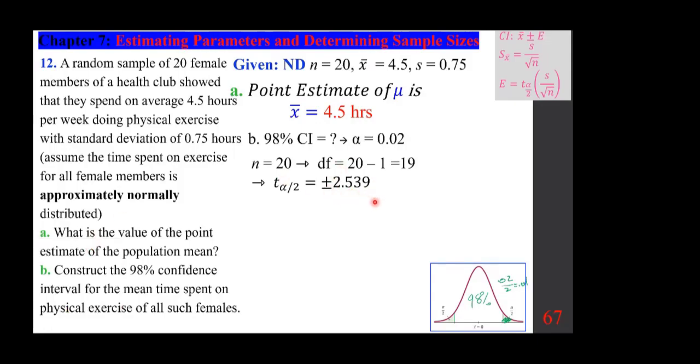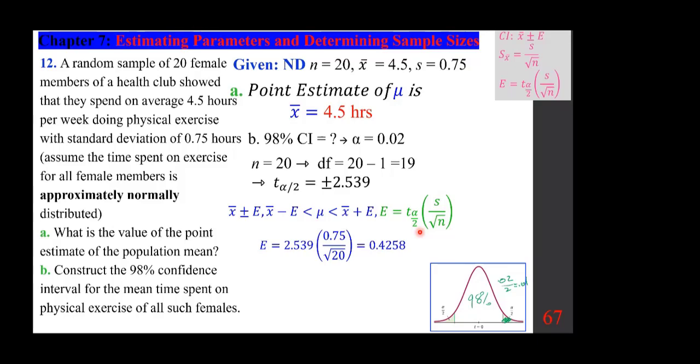I went over the concept. Area in two tails is 0.02, in one tail is 0.01. We get those numbers. And now we want to calculate X bar plus minus E, where E is t alpha over 2 times S over square root of n. Let's do that. So we calculate the value of E by plugging in everything that we have. T we just found, S is given, n is given. So plug in.